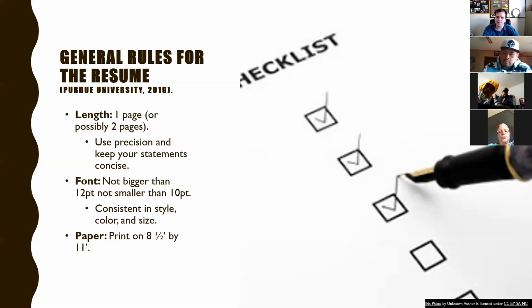Yep, be consistent in style, so there's not bullet points here and then little ABC here and then a square over there. You want to make things consistent, and also in color and size. So if you're using 12-point font at the beginning, you're going to want to use it all the way through. You don't want to switch to 10-point font by the end.